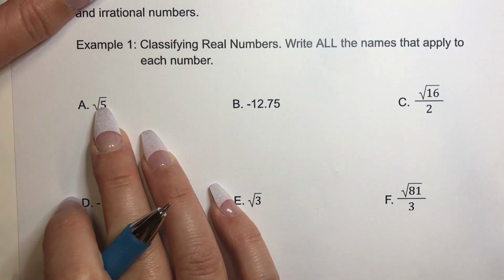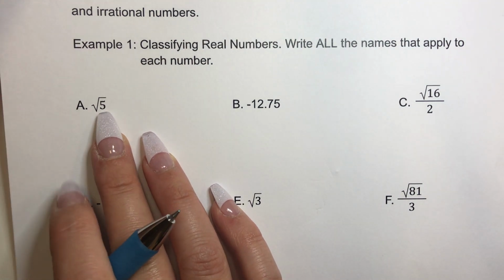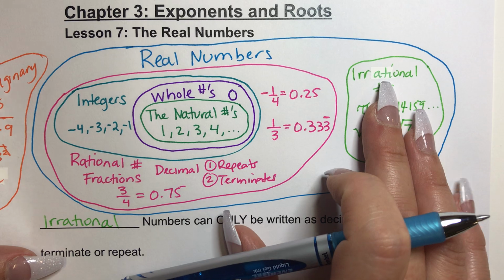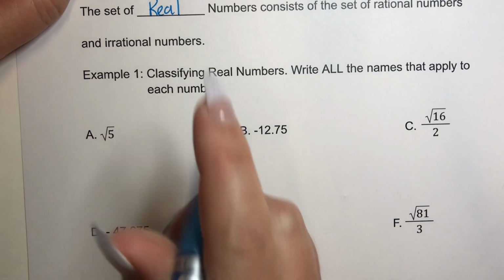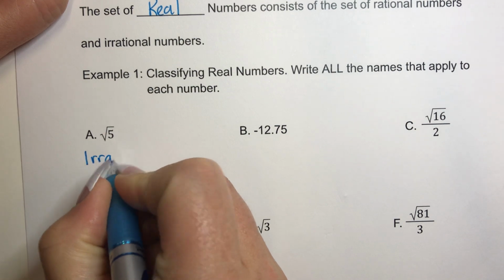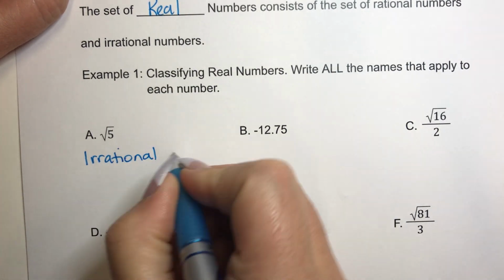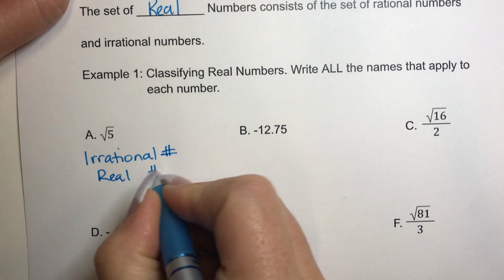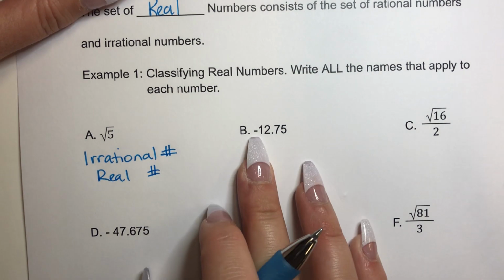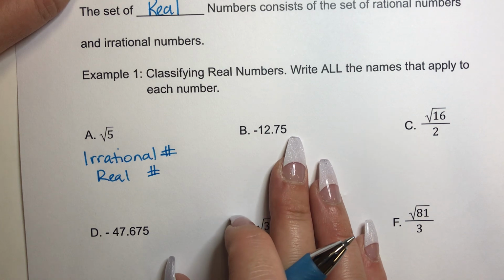Is 5 a perfect square number? It is not. So that means that it is an irrational number, which also means that it is a real number. So we're going to say that this is an irrational number, and it's also a real number. Perfect. Okay, let's go here to -12.75.